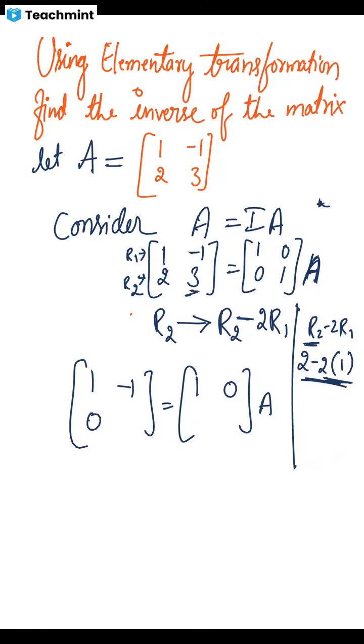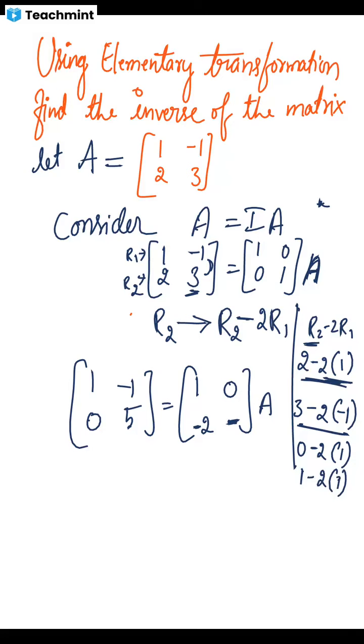Next element, the second row second element is 3. 3 minus 2 into the corresponding row 1 element, minus 1. So minus into minus is plus, 3 plus 2 is 5. Here I am going to get 5. Next, the R2 element is 0 minus 2 into the corresponding R1 element, 1, so I get minus 2. Next, the R2 element is 1 minus 2 into the corresponding R1 element 0, so 2 into 0 is 0, 1 minus 0 is 1. Here I am going to get 1.